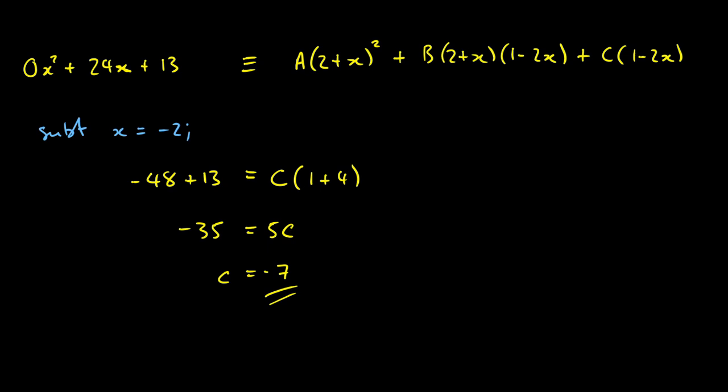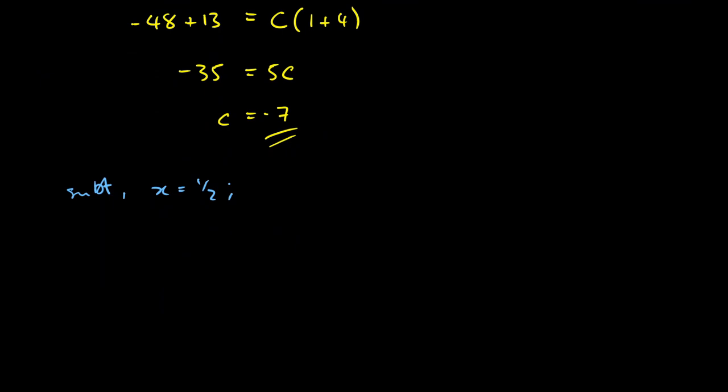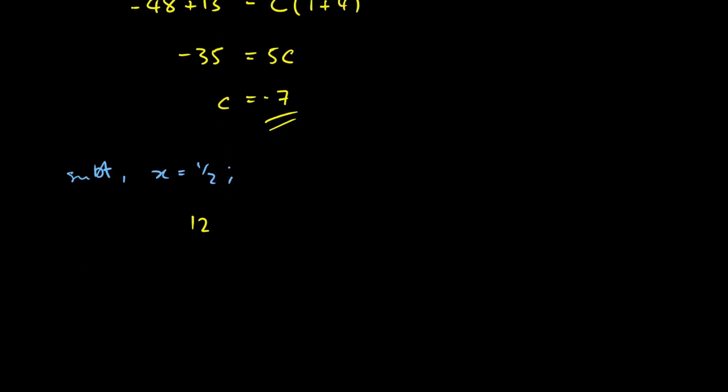Well, is there another thing that we could substitute in? Let's consider this bracket here. If I substitute in x is a half, then we get 1 minus 1. That's going to become 0. So this whole thing would become 0 and that whole thing would become 0. That would leave us with the a term. So that's what I'm going to do next. I'm going to substitute in x is equal to a half, because if I do that, on the left-hand side, I'm going to get 24 times a half, which is 12. So I'm going to get 12 plus 13.